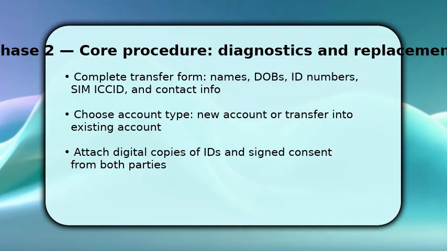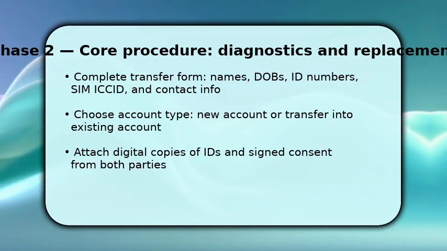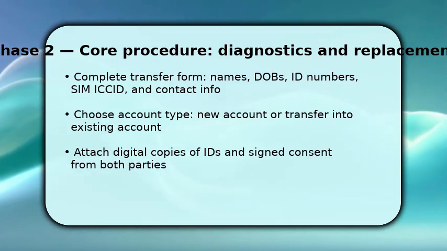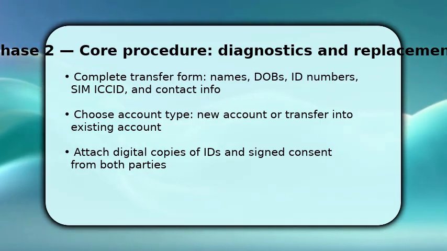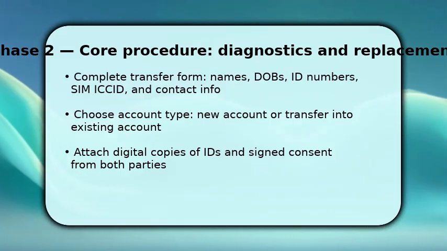Now you fill and submit the detailed transfer form. Enter accurate names, DOB, ID numbers, and the SIM ICCID. Errors cause rejections. Select whether the SIM moves to a new account or merges with an existing one, and note any plan or billing changes. Upload clear scans or photos of ID and a signed consent. If the portal rejects files, compress to under allowed MB limits.